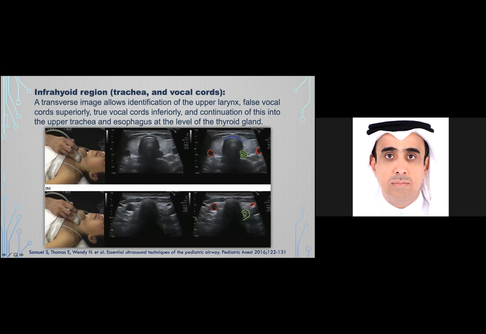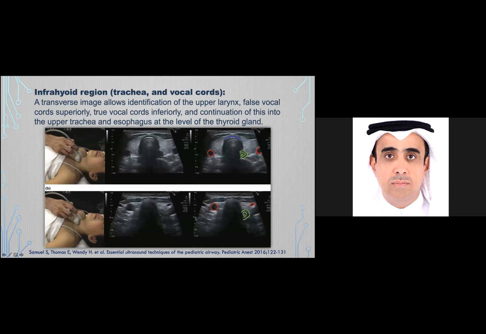But going back to the ultrasound, you can see the sharper angle, and this is the thyroid cartilage. Then comes the membrane. Then the more humped structure like this is the cricoid cartilage. And then you can see the rings of the trachea. So it's very easy for you when you scan.